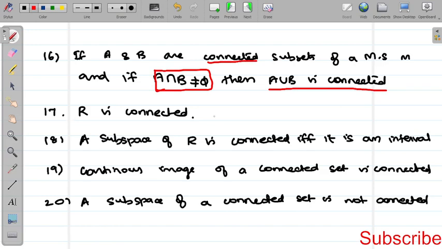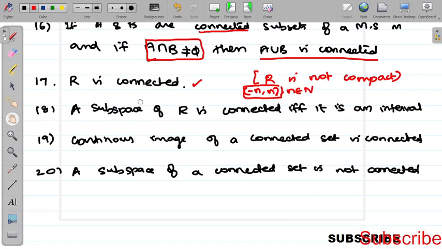Then R is a connected set. And one more: R is not compact, because it has an open cover, for example (-n, n) with n belonging to the natural numbers, that is (-infinity, infinity). It has an open cover but no finite subcover covering it. So it is not compact. But it is connected.